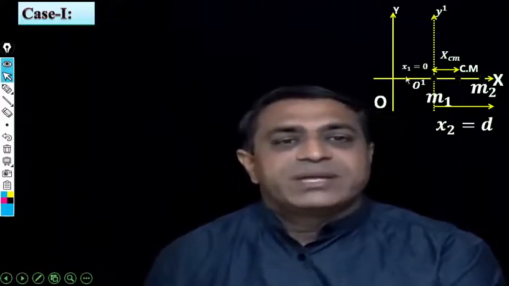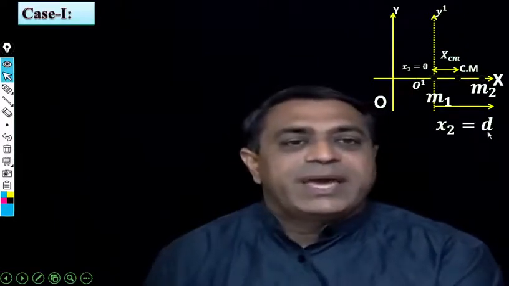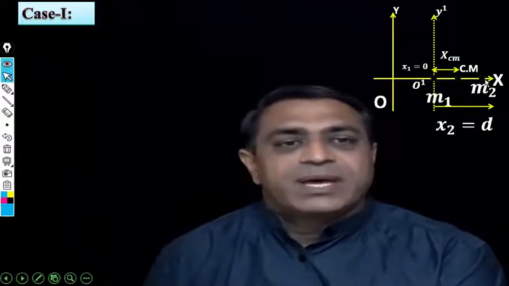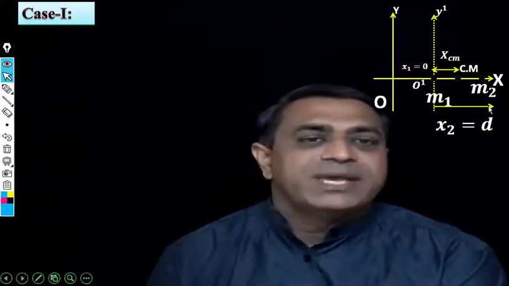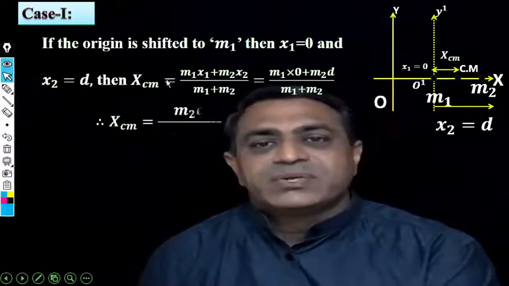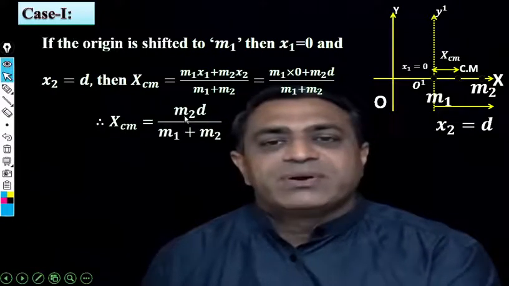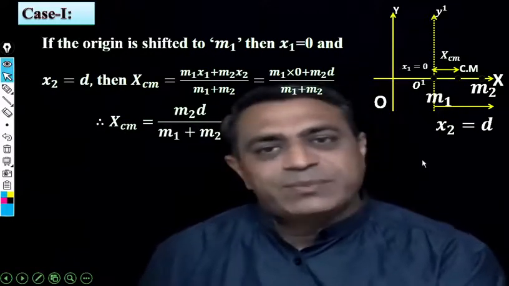Now consider a special case. Consider mass m1 and mass m2. Consider x1 at the origin, and x2 is equal to d, so x2 is at a distance of d. Now find out the xcm. We have already considered this case. The origin is shifted to m1, then x1 is equal to 0, so xcm is equal to m2d upon m1 plus m2.